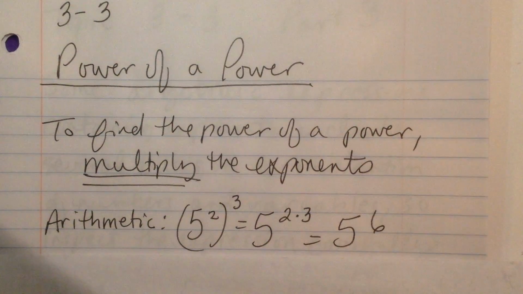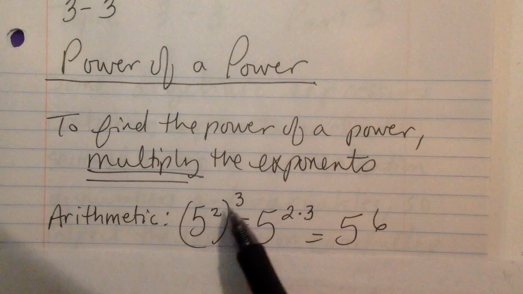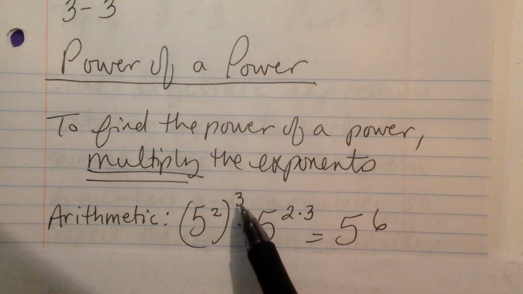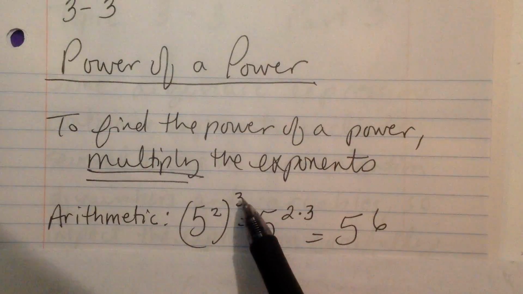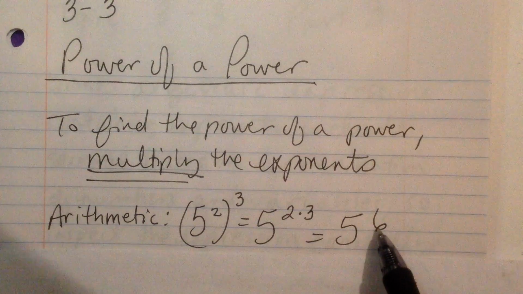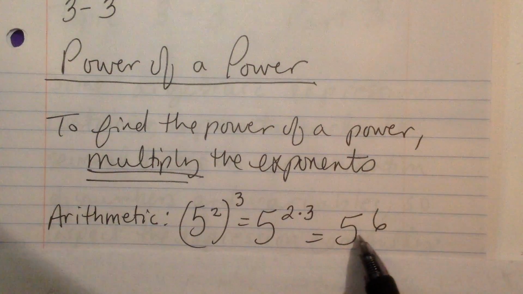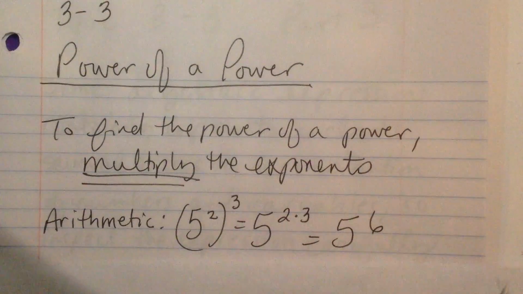Look at this arithmetic form. 5 squared raised to another power of 3. Power of 2 raised to power of 3. Our rule says multiply the exponents. 2 times 3 gives you 6. So 5 squared cubed gives you 5 to the 6th.